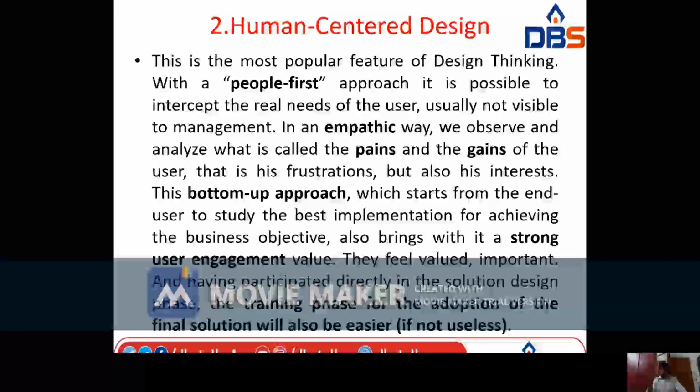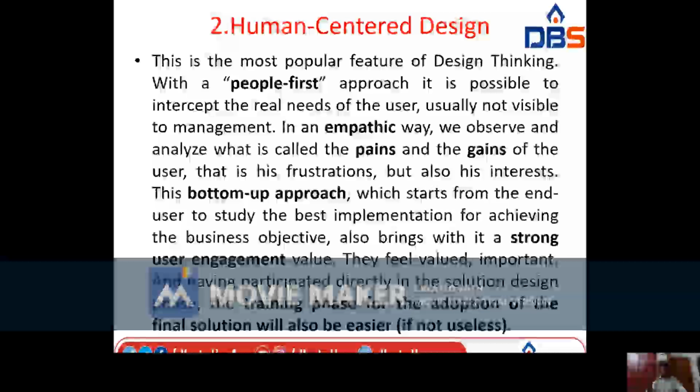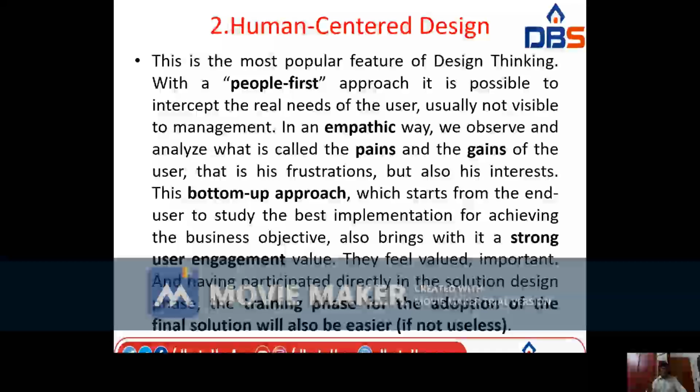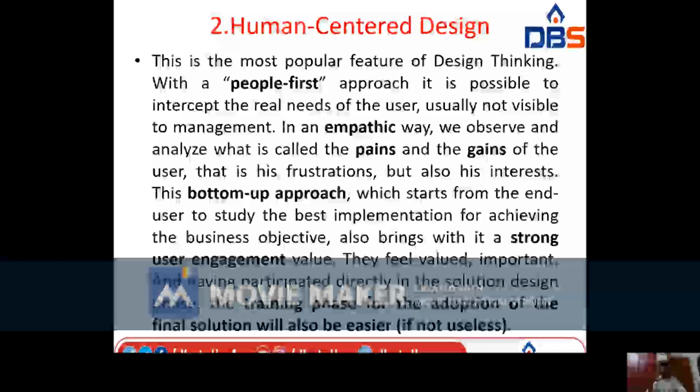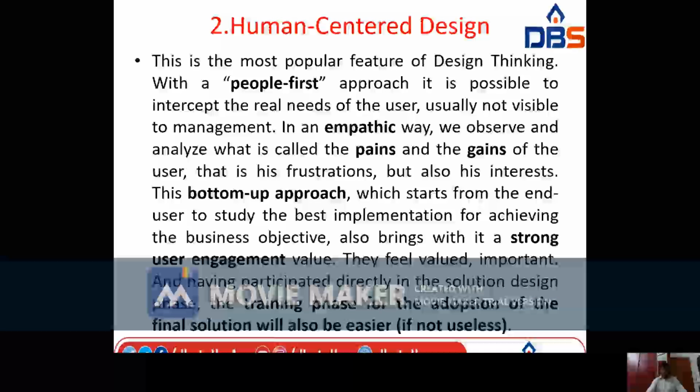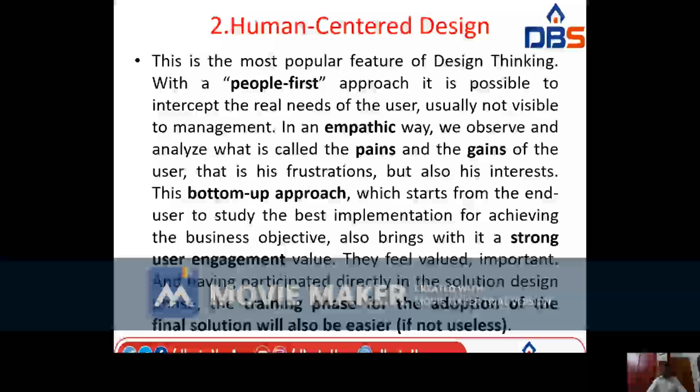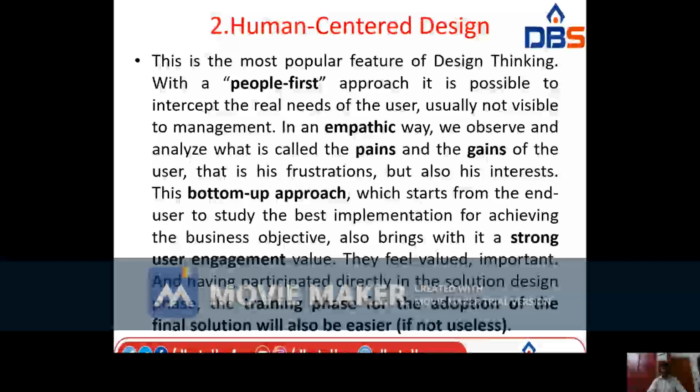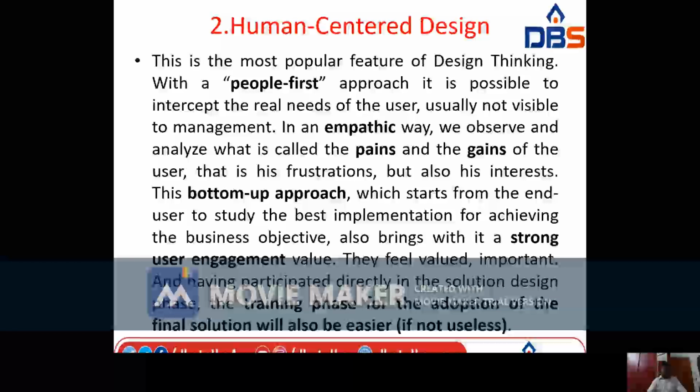This bottom-up approach, which starts from the end user to study the best implementation for achieving the business objective, will provide the best business objectives, and also brings strong user engagement value. It will give strong involvement with the end user. They feel valued and important. The user will feel some value from the people who are giving them the project.